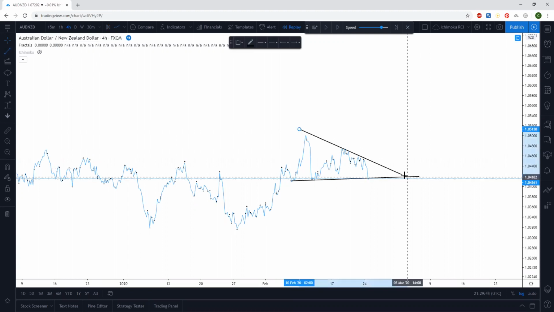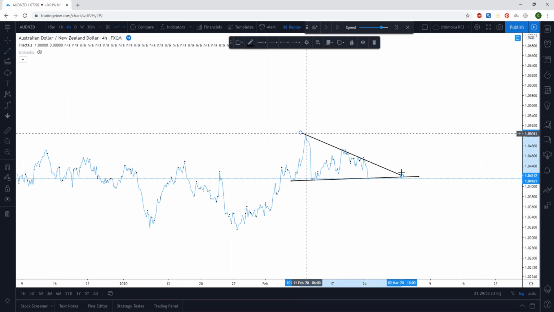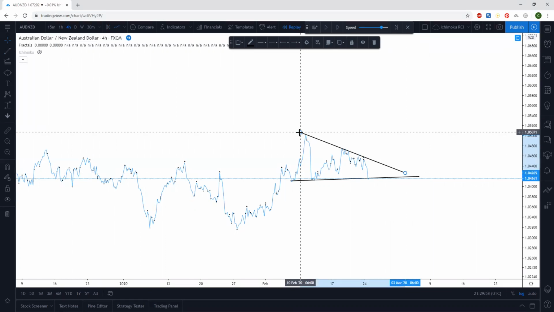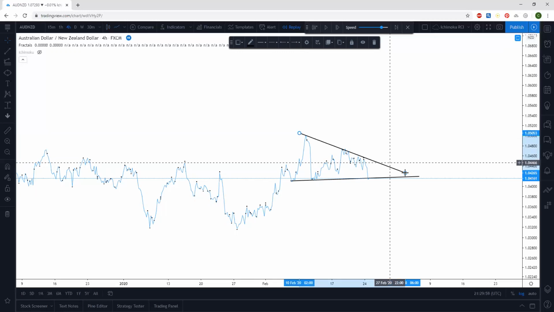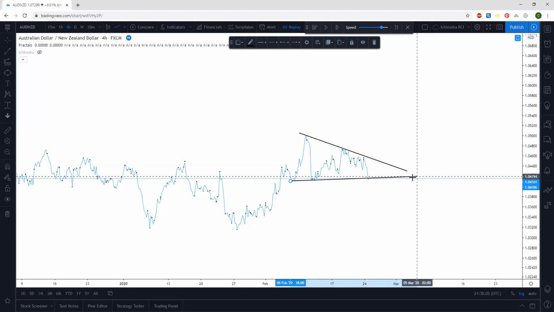That's how you find your P waves. If it does not get above B or close to B, start looking for them P waves to form, because what's going to happen is price is going to consolidate. You're going to get this right here.